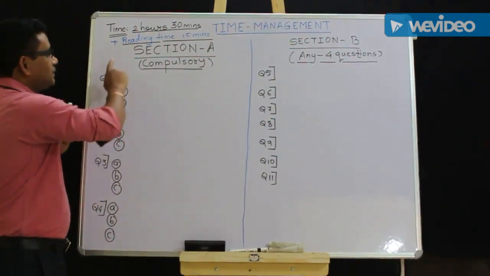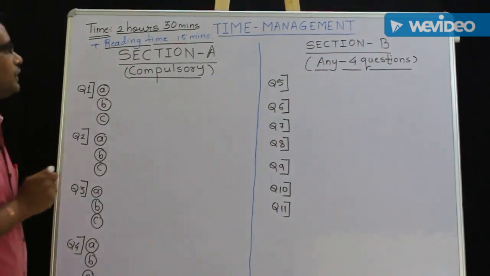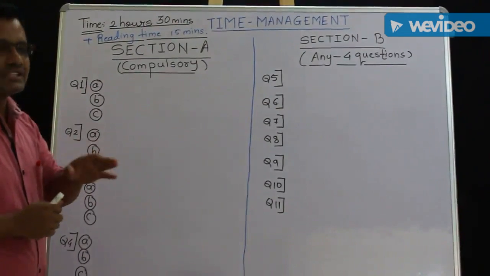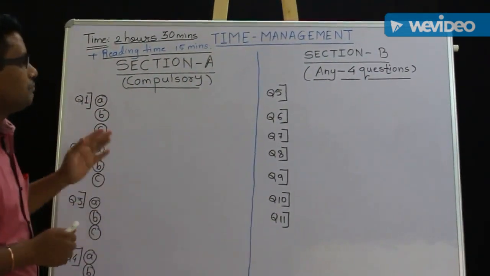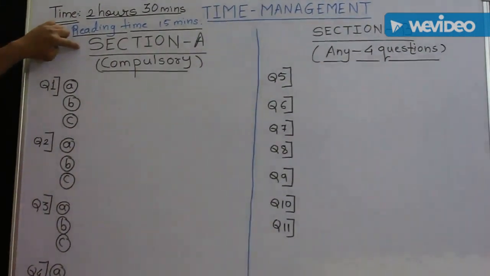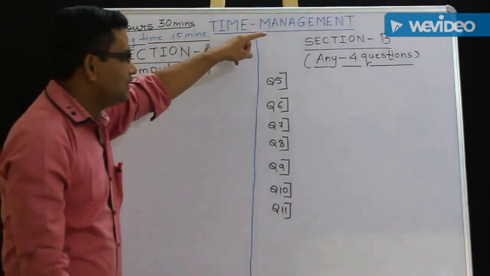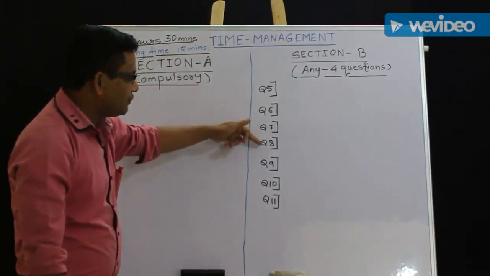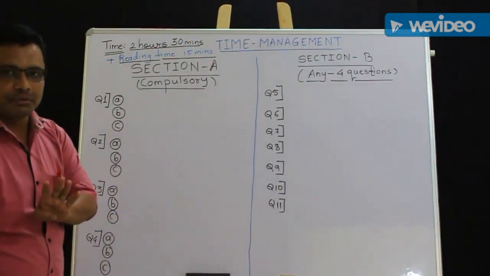It is an 80 marks paper and reading time of 15 minutes is given. Whatever strategy we want to apply, we have to decide within this first 15 minutes. We know the maths paper is divided in two sections. Section A is compulsory with 4 questions, and in Section B we have to solve any 4 questions. Total 7 questions, from which we have to solve any 4.